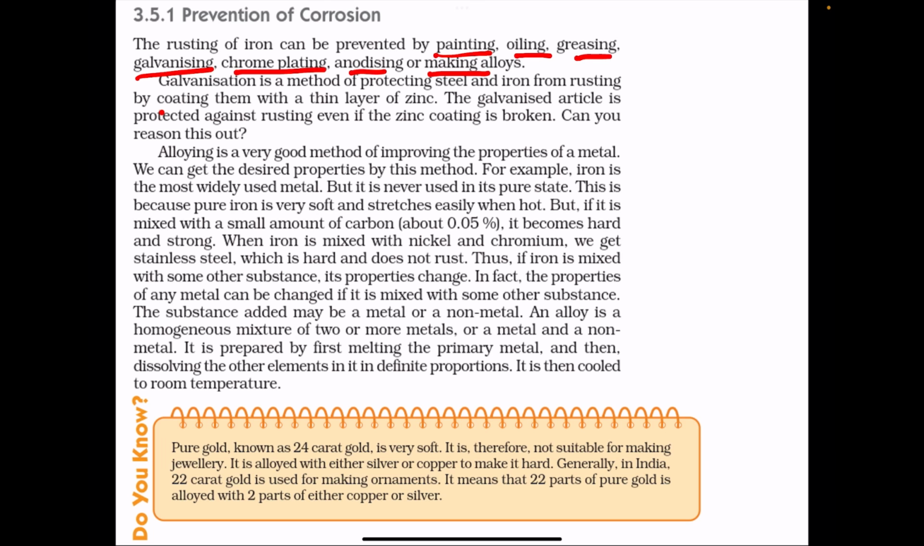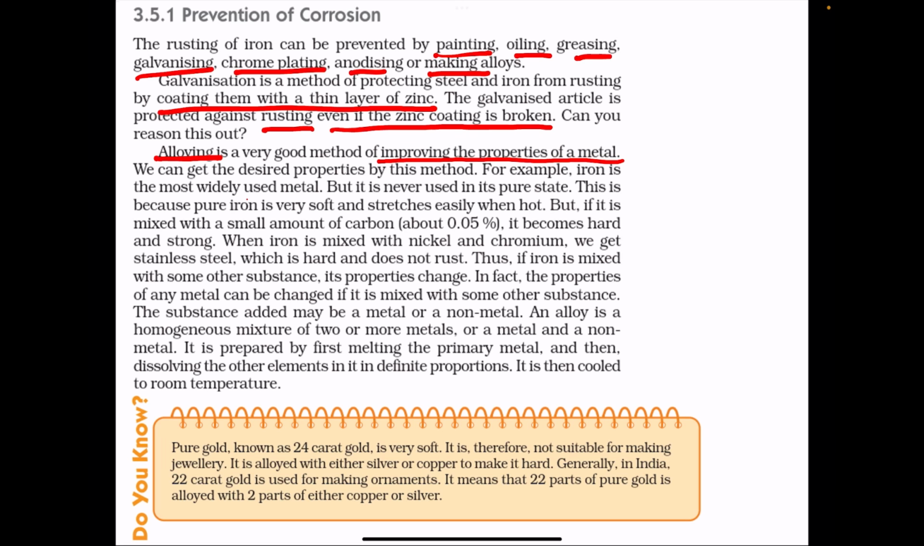When iron is coated with a more reactive metal, for example zinc, zinc reacts with the oxygen of the air and prevents iron from rusting. So galvanization is a method of protecting steel and iron from rusting by coating them with a thin layer of zinc. The galvanized article is protected against rusting even if the zinc coating is broken. Again the reason is the same: zinc is more reactive than iron, so it will react with the oxygen present in the air and prevent iron from rusting.